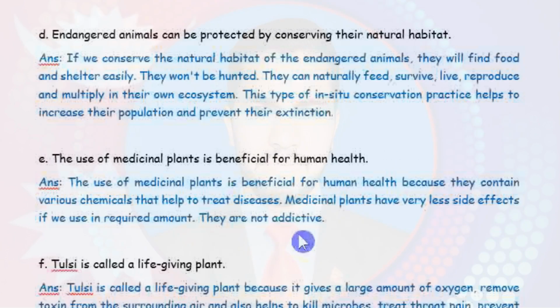Now let's go to the reason number D. Endangered animals can be protected by conserving their natural habitat, which we say as in situ conservation. Okay, answer: if we conserve the natural habitat of the endangered animals, they will find food and shelter easily. They won't be hunted. They can naturally feed, survive, live, reproduce, and multiply in their own ecosystem. This type of in situ conservation practice helps to increase their population and prevent their extinction.